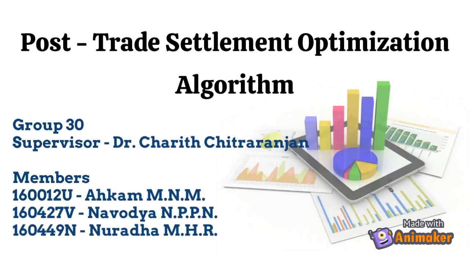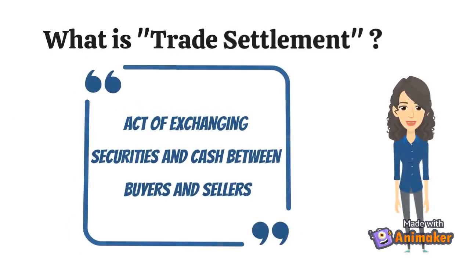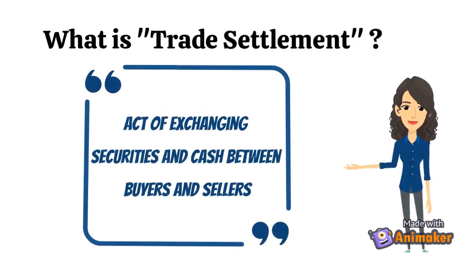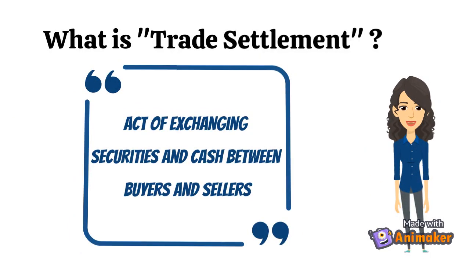Post-trade settlement optimization algorithm by Group 30. Let's see what a trade settlement is. It is the act of exchanging securities and cash between buyers and sellers. But there can be failures sometimes. Let's look at how it happens.